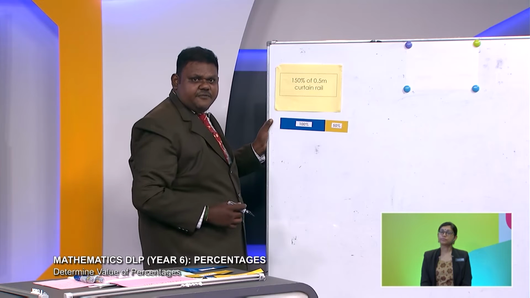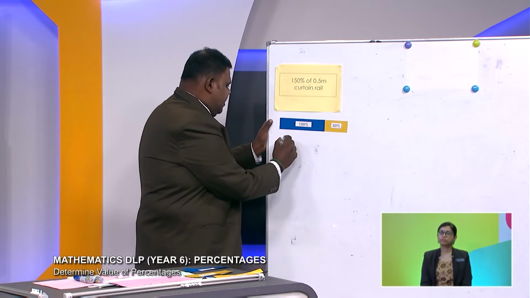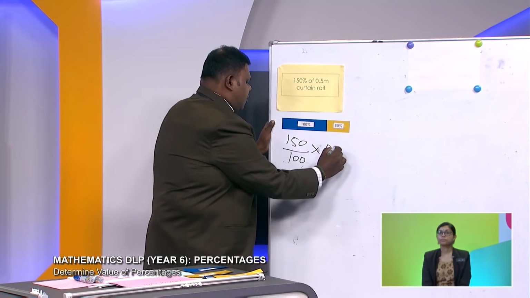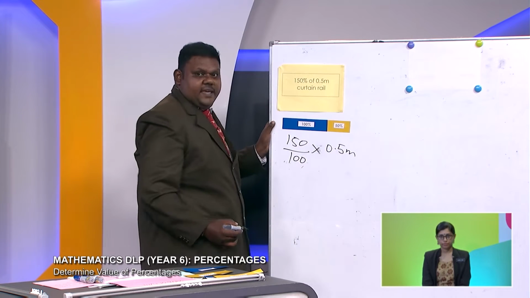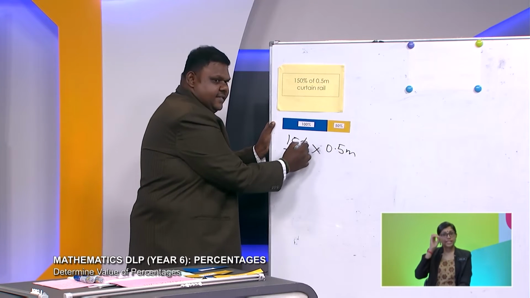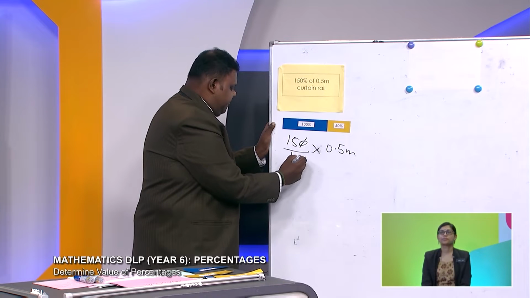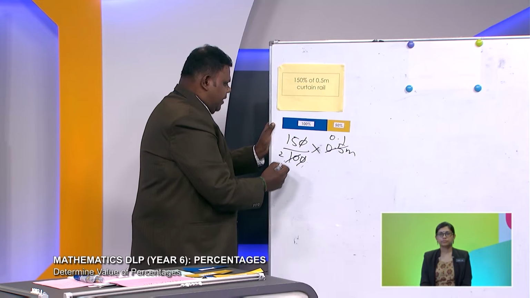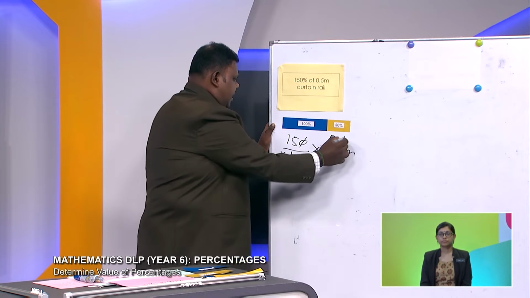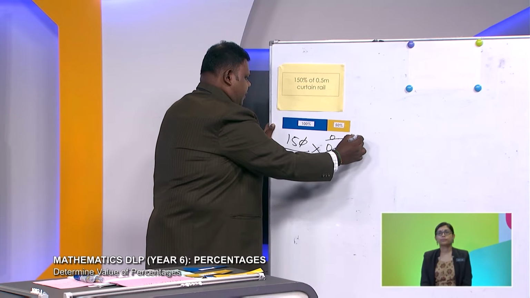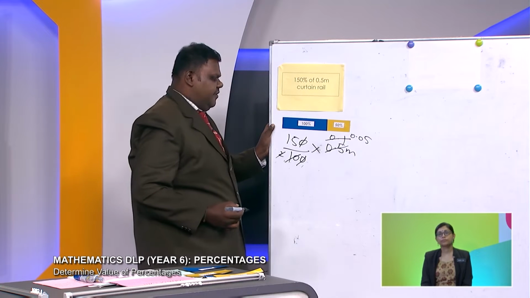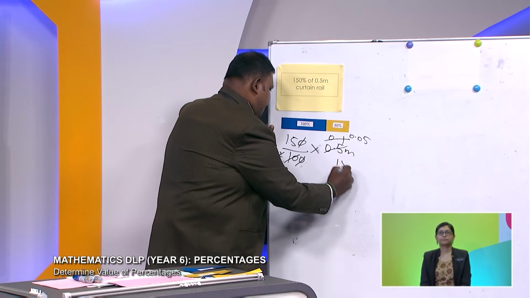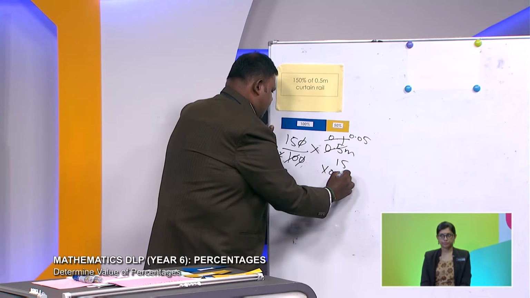Okay, as usual, 150% we change it to a fraction, 150 over 100, and you multiply with 0.5 meter. Here as usual we can cut the zero. Then we divide by 5, we get 2. Here you divide by 5, you get 0.1. Then here you can divide by 2 and divide by 2, you get 0.05. Now 15 times 0.05.